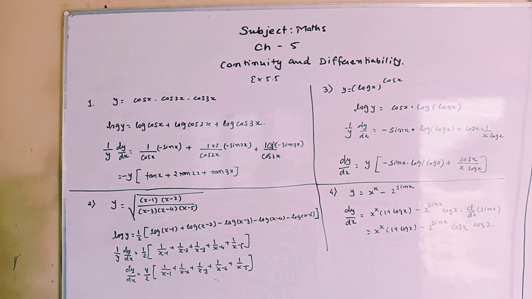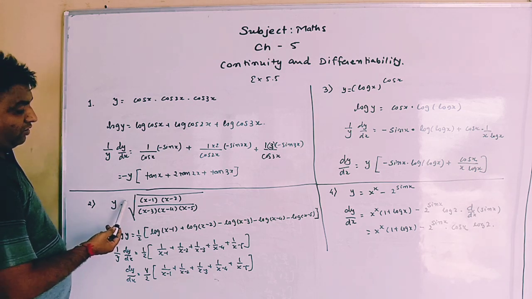Now we have the second question: y equals under root (x minus 1) into (x minus 2) upon (x minus 3) into (x minus 4) into (x minus 5). So again we apply the logarithmic function.